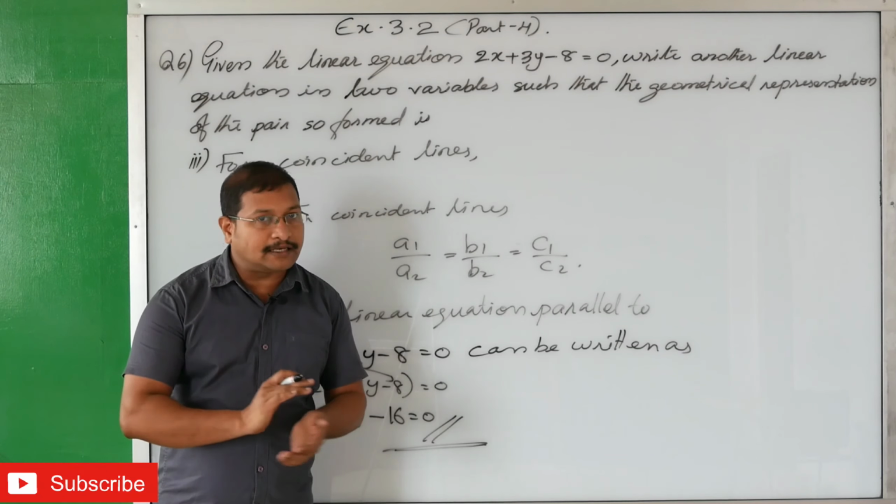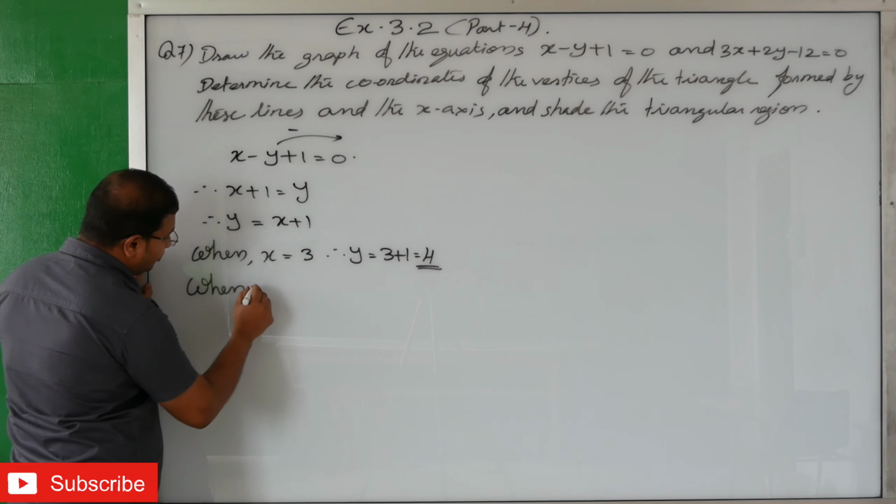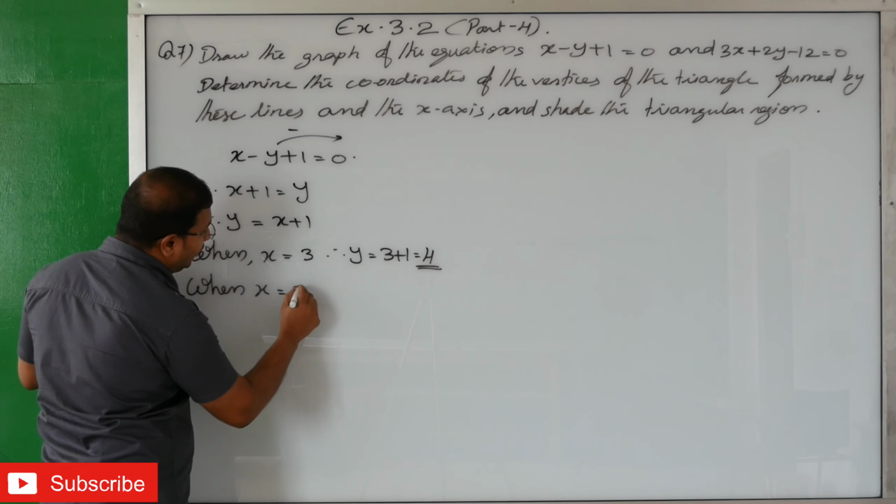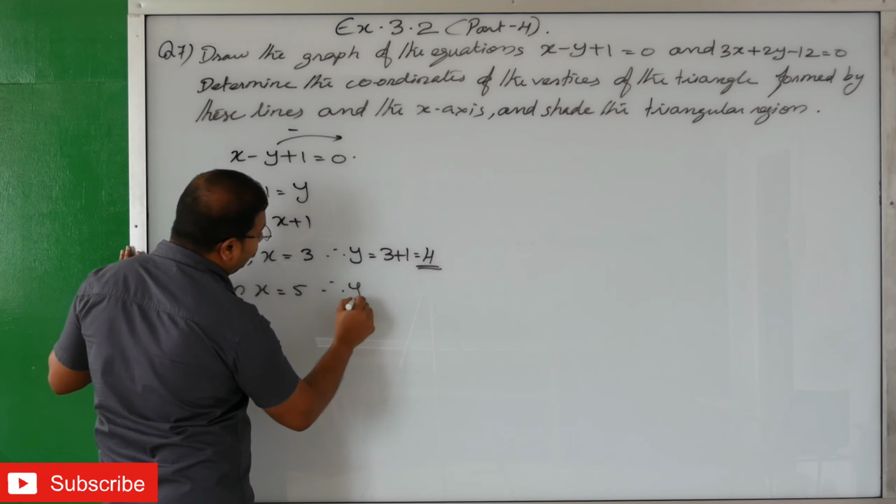It will be plus y. Therefore, y equals x plus 1. Now, when x equals 3, therefore y equals 3 plus 1, that is 4. One more, when x equals 5, therefore y equals 5 plus 1, because y equals x plus 1. So 5 plus 1 equals 6. So we can make the box here.